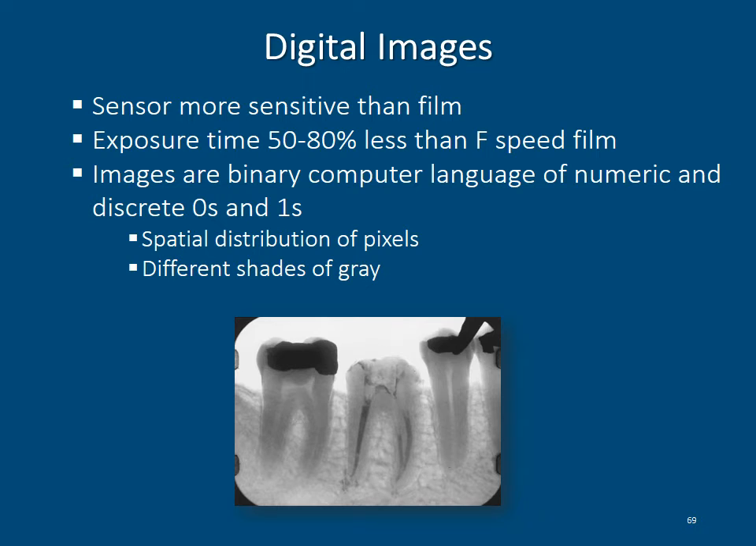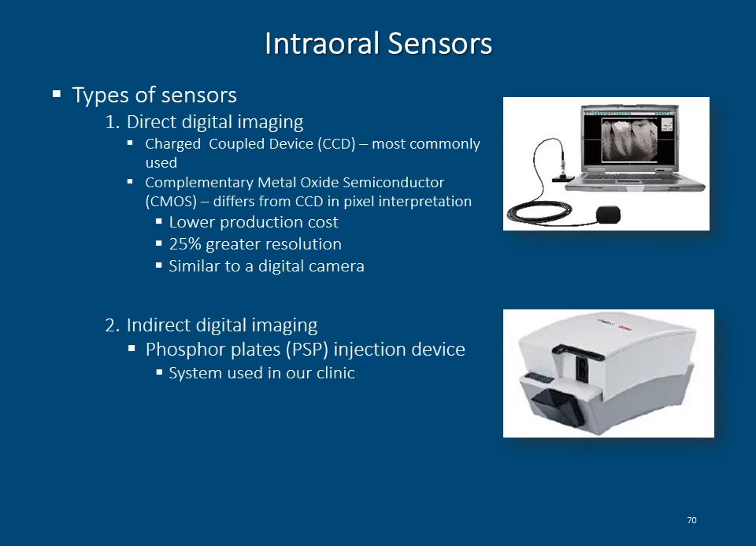The images are binary computer languages of numeric and discrete zeros and ones. There is this spatial distribution of the pixels, which gives us the difference in shades of gray, which kind of works like the halide crystals within the emulsion of dental film and gives us the image that we can use for diagnostic purposes. There are two types of sensors that are used with digital radiography.